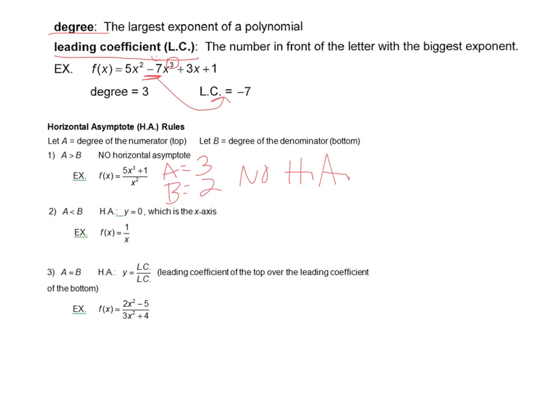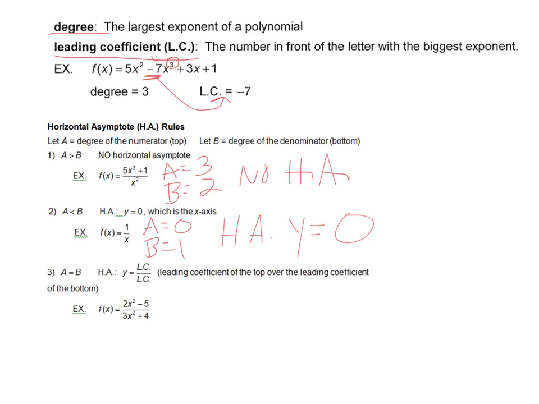The second situation would be if A is less than B. If that's the case, the horizontal asymptote is y equals 0, which is just over the top of the x-axis. And so in this example, the degree of the top is 0. If there's no variable at all, then the degree of the top is 0. And then the degree of the bottom would be 1. 0 is less than 1, so the horizontal asymptote is y equals 0.